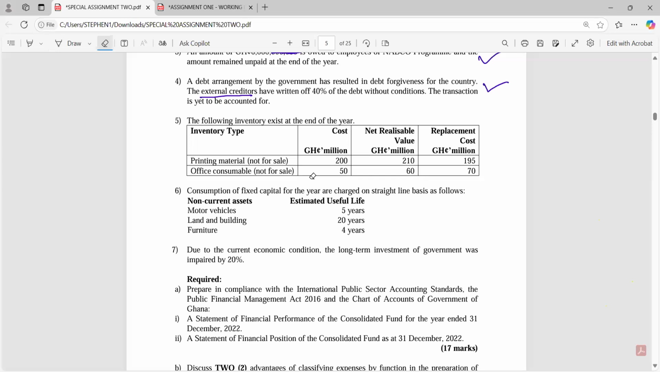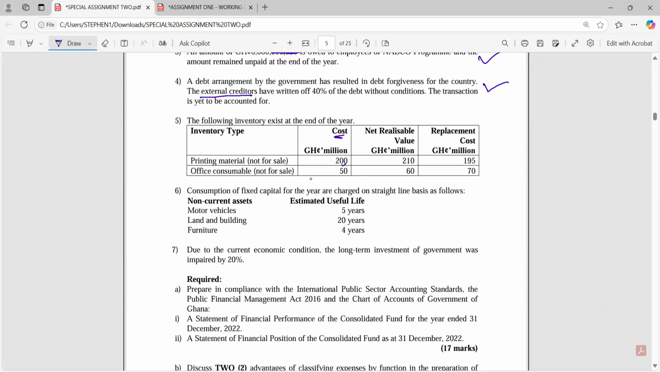What about if it's not for sale? Lower of cost and replacement cost. God bless you. That is why they will give you the cost of the item, the net realizable value of the item, and the replacement cost of the item. Why would they give us all this? Just to confuse you. They want to know those who have learned. So as a student, printing material is not for sale. You compare between the cost and the replacement cost, because you don't use the net realizable value since they said it's not for sale.